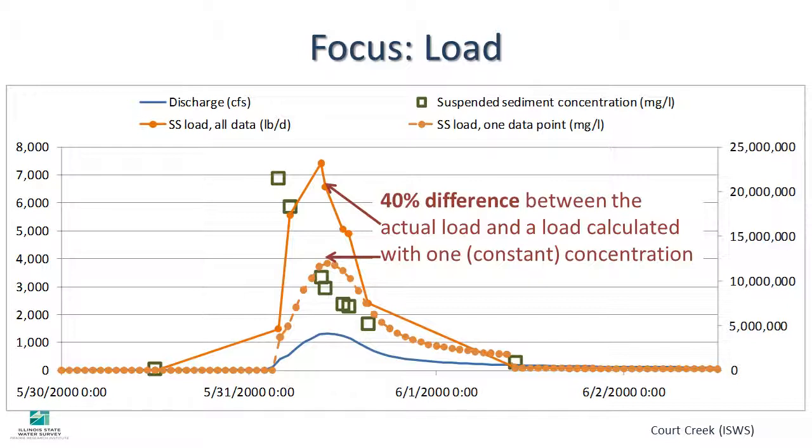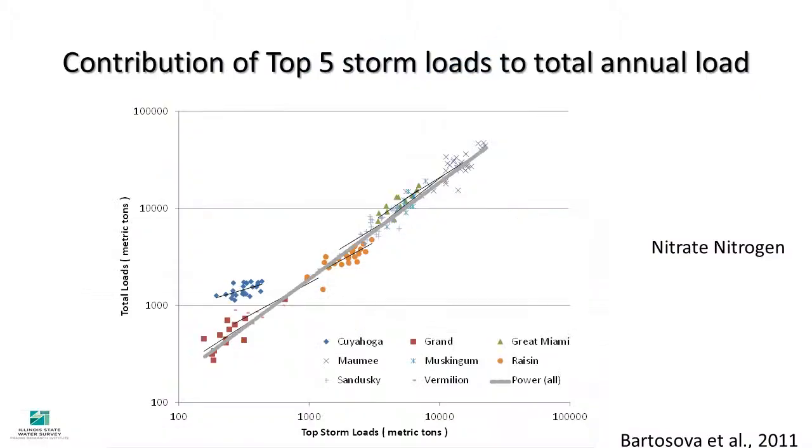Failure to sample throughout the storm event can result in a large error in your load calculations. You can imagine how expensive that would be if we were to sample every single storm in that way. A cost-effective way would focus on the largest storms during the year.